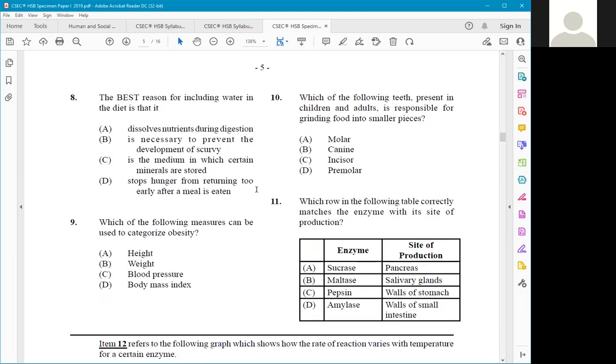And number 9, which of the following measures can be used to categorize obesity?